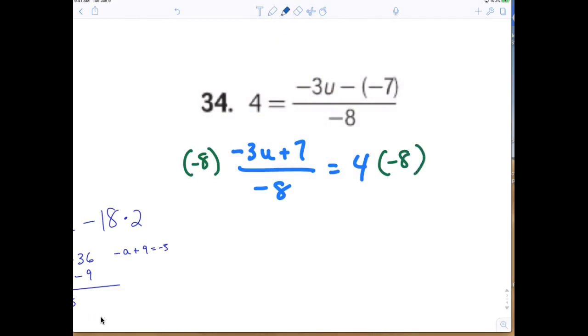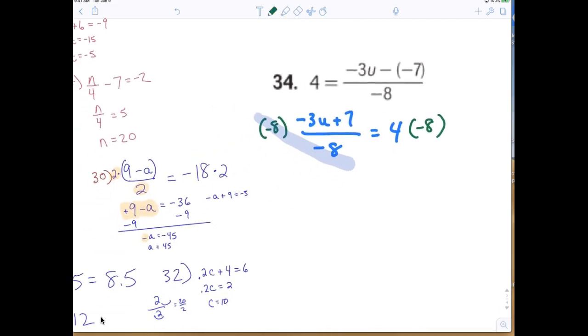Now again, the reason why we do that, those now will cancel. And so now I have negative 3u plus 7 equals negative 32. Now what do I do? Minus 7. Yep, very good. So negative 3u equals negative 39. Everybody good with that? Any questions? And so, of course, from here we can just say u is equal to 13.